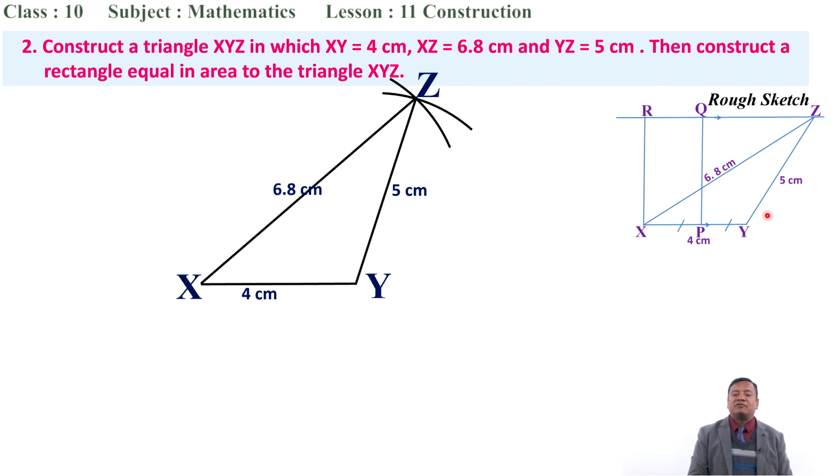Now this is 6.8 centimeter. Now the triangle XYZ is formed. Yes. And after this, we have to make the parallel line, right? We have to make the parallel line from the point Z, which is parallel to the base. So for this, either in Y or X, we have to make the alternate angles equal here.